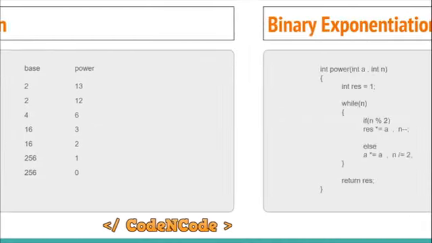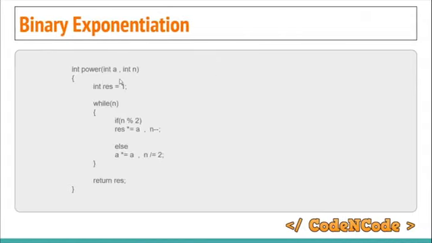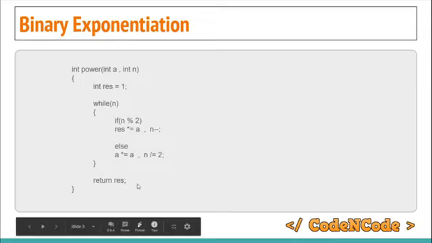So if you see the implementation, that is easy too. You have to calculate a raised to power n. You initialize result with 1, and while n is non-zero, that is while n is greater than 0, if n is odd, of course you would multiply a, that is base, with result and reduce n by 1. Otherwise, if it is even, we divide the power by 2 and multiply base with itself, that is we square the base. This is simple, and then finally you would return the result.